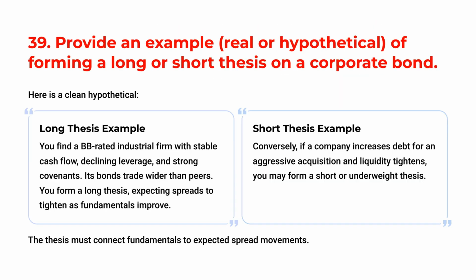Provide an example, real or hypothetical, of forming a long or short thesis on a corporate bond. Here is a clean hypothetical. You find a BB-rated industrial firm with stable cash flow, declining leverage, and strong covenants. Its bonds trade wider than peers. You form a long thesis, expecting spreads to tighten as fundamentals improve. Conversely, if a company increases debt for an aggressive acquisition and liquidity tightens, you may form a short or underweight thesis. The thesis must connect fundamentals to expected spread movements.